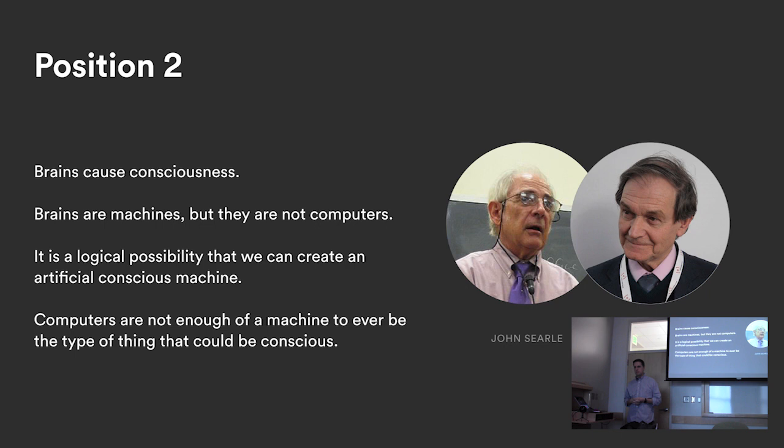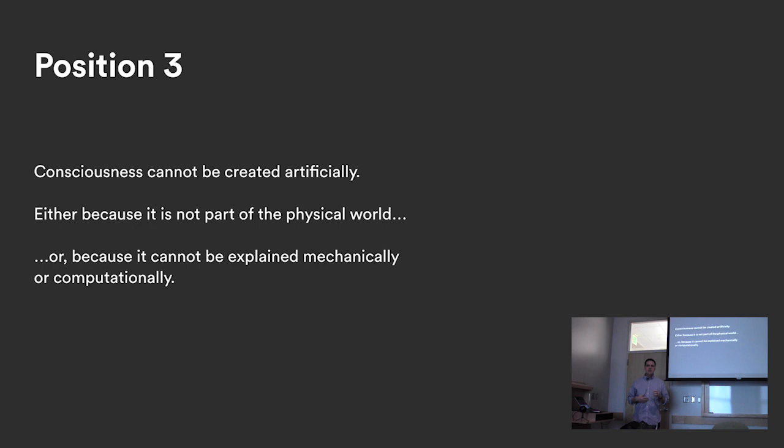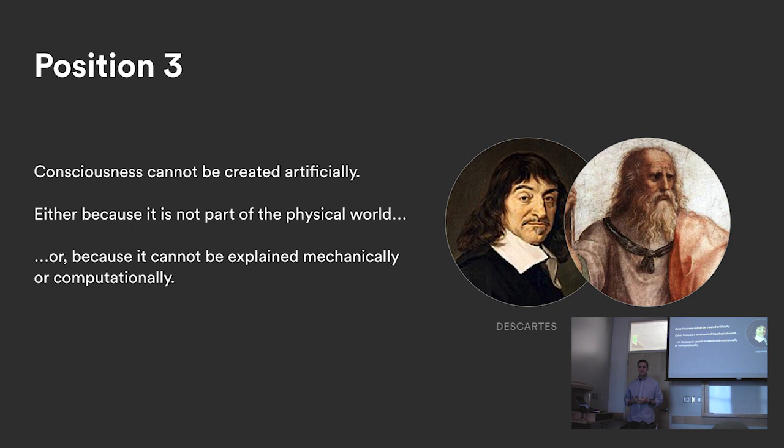Position three is that consciousness cannot be created artificially in any sense, and this is for a number of reasons. One of which is because either it's not part of the physical world, or it cannot be explained mechanistically or computationally. I would think that Descartes would probably be sympathetic to this view, as well as Plato. Okay, so just to summarize those three positions.